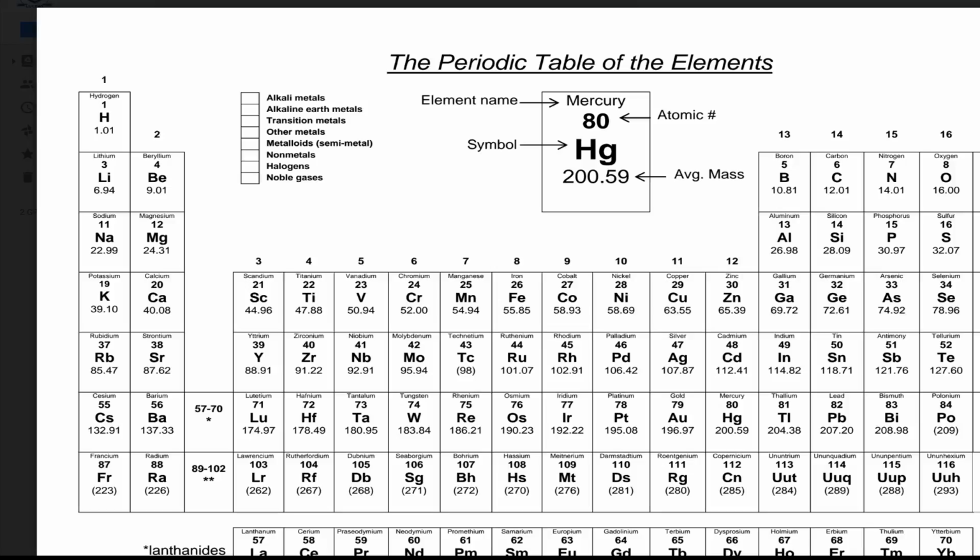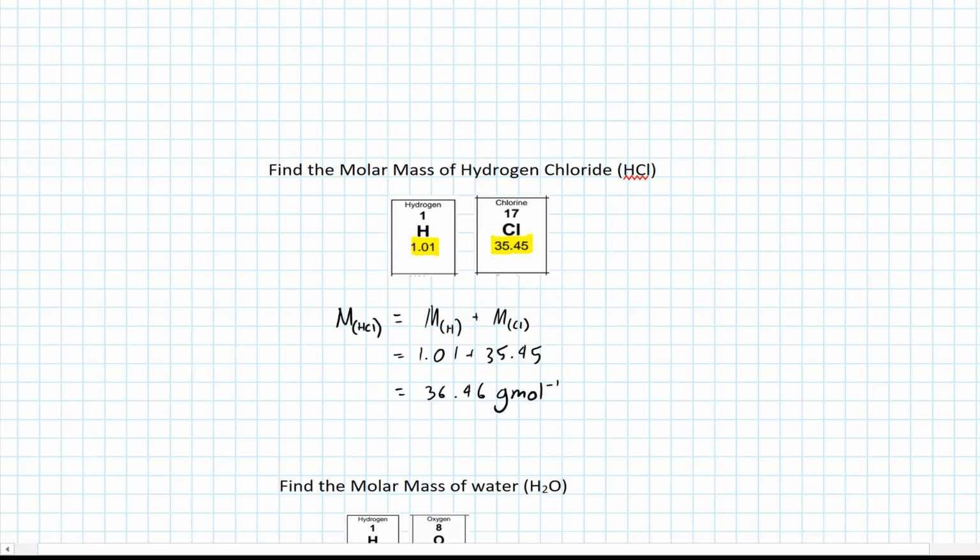Now, hydrogen has a molar mass of 1.01. Chlorine has a molar mass of 13.45. Within hydrogen chloride, there's 1 hydrogen and 1 chlorine. So we just add those two together and we'll get a molar mass of 36.46 grams per mole.